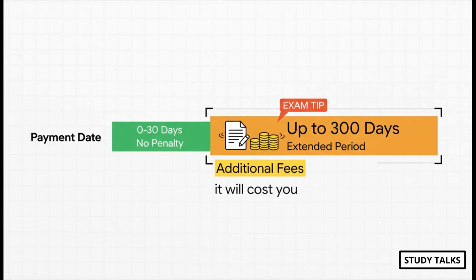But, okay, what happens if life gets in the way and you miss that 30-day window? Is it game over? Nope. The law gives you a bit of a safety net. You can still file for satisfaction up to 300 days after the payment. The catch? You're going to have to pay extra fees. So the big takeaway here is, don't put it off. Procrastination will literally cost you money.